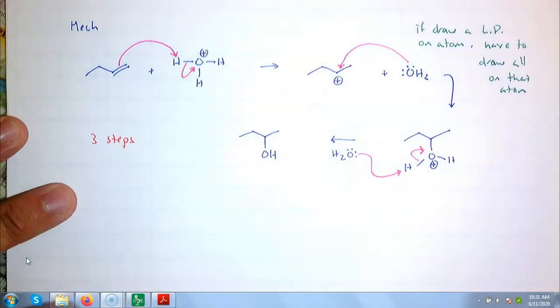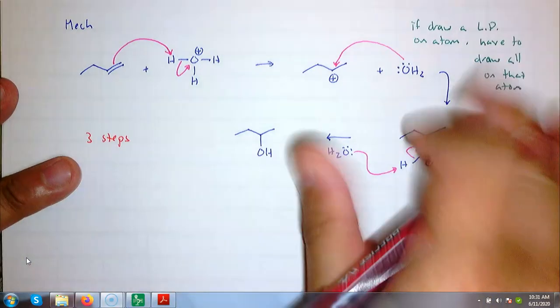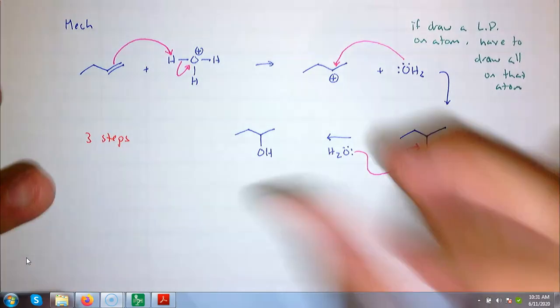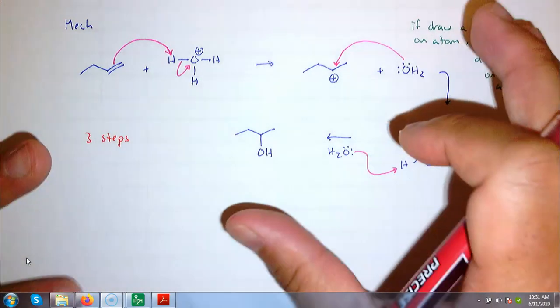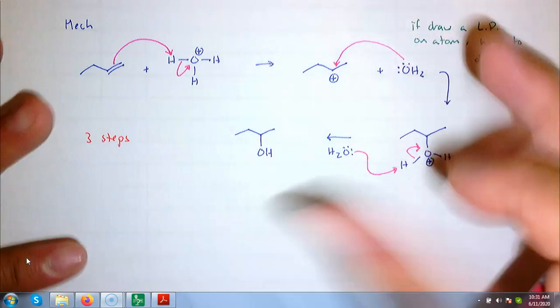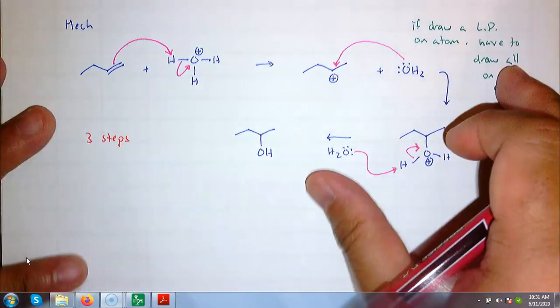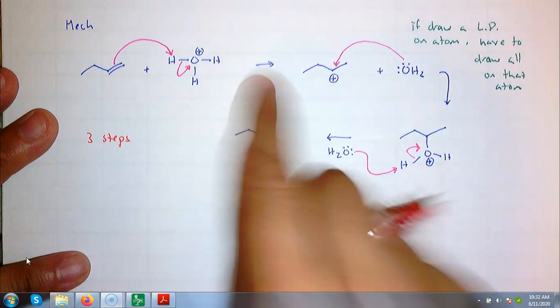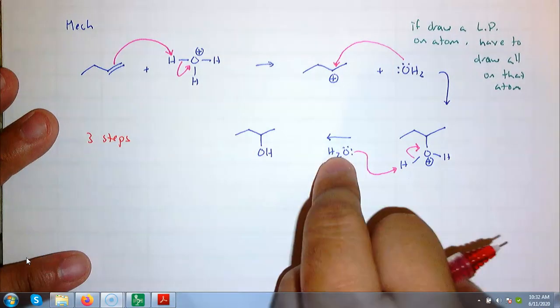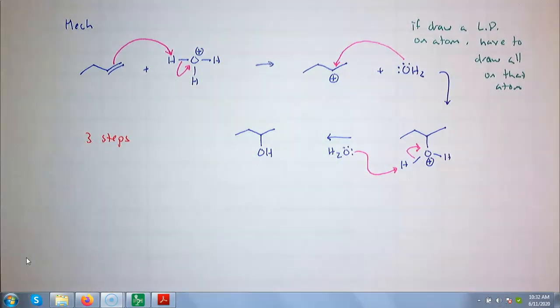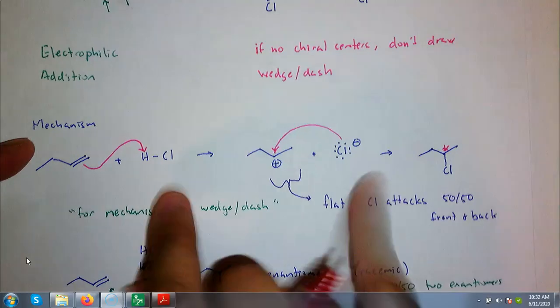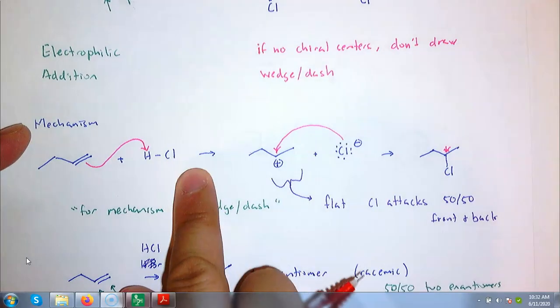This is new information. I haven't yet talked about the number of steps, and we're going to talk a little bit about the energy diagram. We have 3 steps. You count it like this: 1, 2, 3. That's different than hydrohalogenation. Hydrohalogenation only has 2 steps: 1, 2.